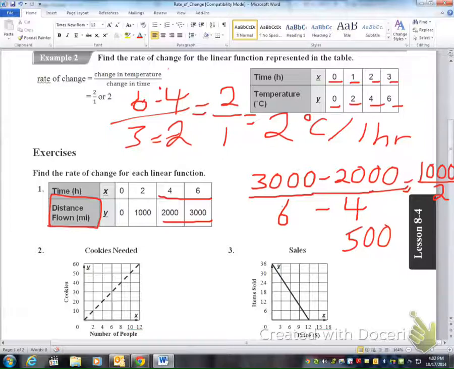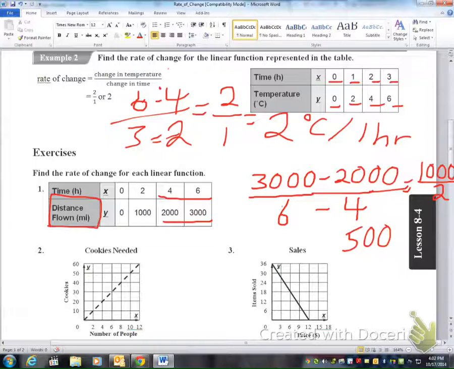And if you look, you can see that because our distance goes from 0 to 1,000, but that's in a change of 2 hours. So that means it goes from 0 to 500 in 1 hour, from 500 to 1,000 in the second hour, from 1,000 to 1,500 in the third, from 1,500 to 2,000 in the fourth. So you can see it is climbing. It has a constant rate of change. It's climbing by 500 miles each hour.